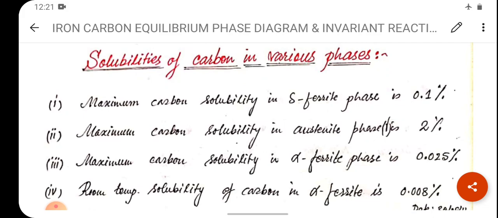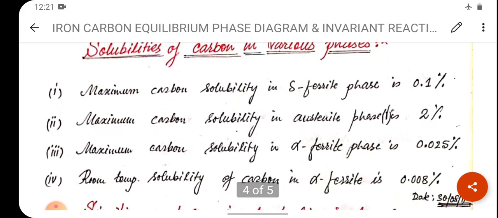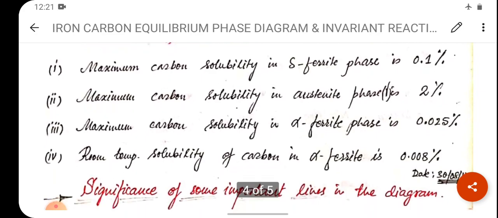So first one is maximum carbon solubility in delta ferrite phase is 0.1%. See the top of the diagram on the left hand side. Clear? So this is the maximum carbon solubility in delta ferrite phase, 0.1%. Maximum carbon solubility in austenite phase is 2%. Similarly, maximum carbon solubility in alpha ferrite phase is 0.025%. We have to refer to the iron carbon equilibrium diagram to check these points.